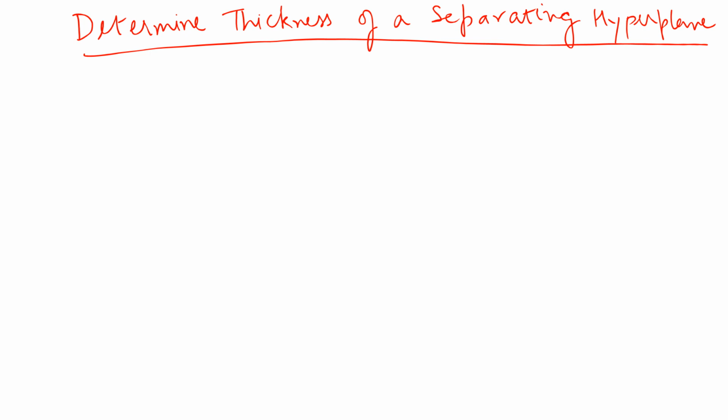All right, so now we know what a separating hyperplane is, and we also know how to compute the distance of a point from a hyperplane. The next thing that's left for us to determine is the thickness of a separating hyperplane. And the thickness is also termed the margin. Thickness is nothing but the margin, and let me denote it by gamma, which is a function of my h, right?